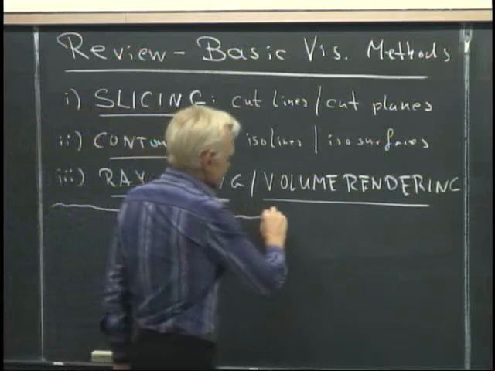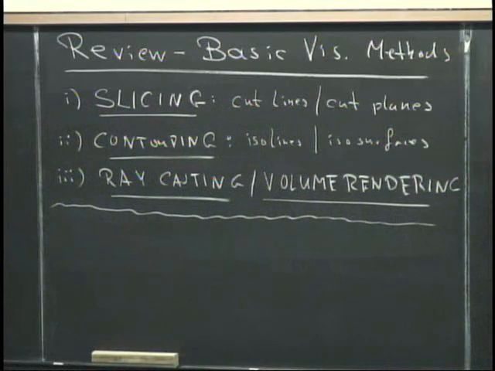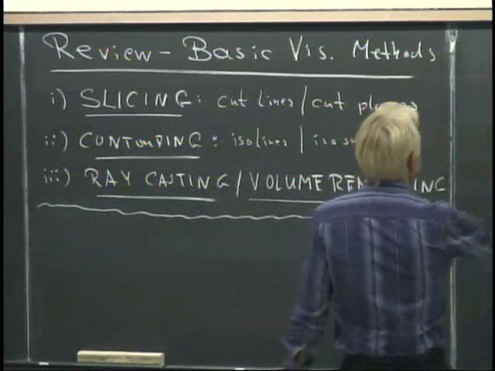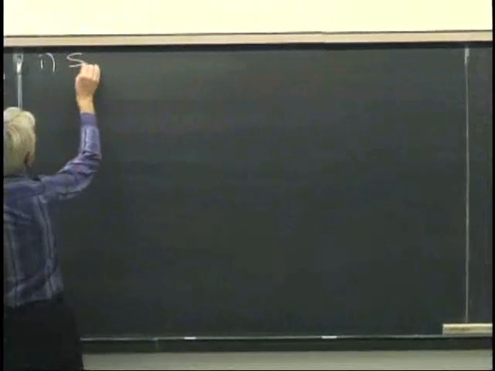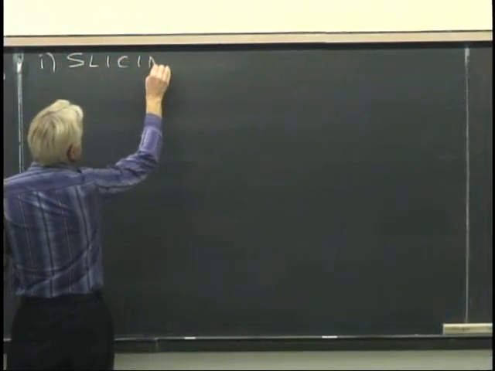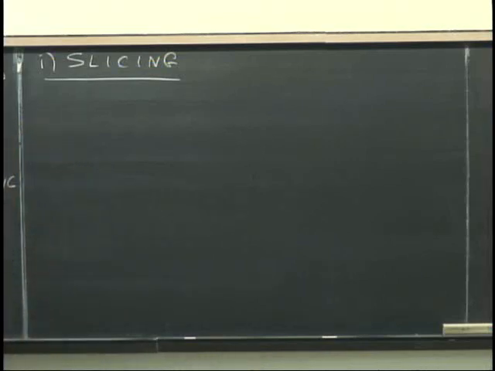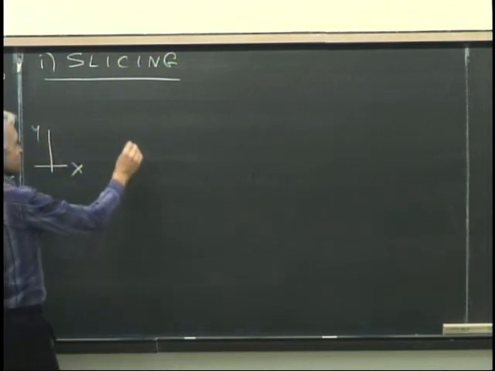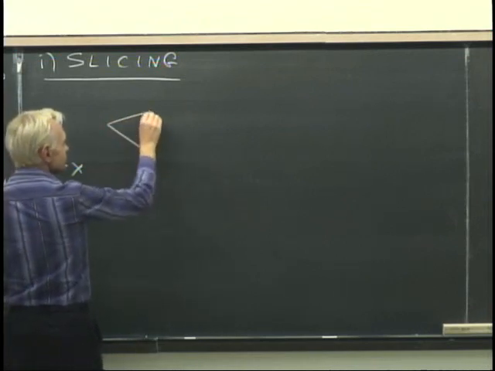Okay. Let's review the essence of slicing again. This is just to remind us about the essence of these algorithms. So let's say I just explain it for 2D first. In 2D, the most simple way to deal with a meshed data set would be a triangle mesh.